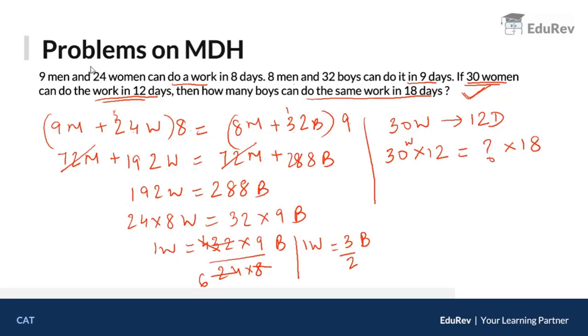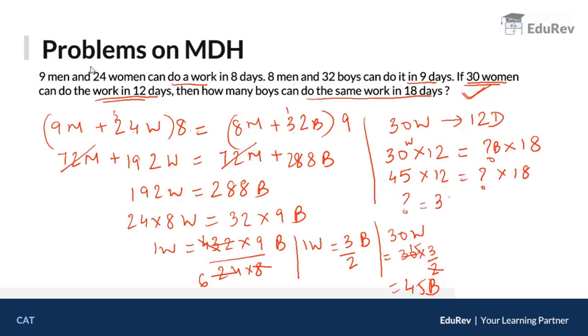Now here we are talking about women and here we are talking about boys. Now one woman is 3 by 2 times a boy. So if I ask you 30 women is how many times that of a boy? This will be 30 into 3 by 2, so 2 ones are 2, 15 threes are 45. That is nothing but 45 boys. The work done by 30 women is the same as work done by 45 boys. So I will replace this with 45 into 12 is equal to what into 18. So your answer will be 30. Okay, 30 boys are required to do the work. That is your answer.